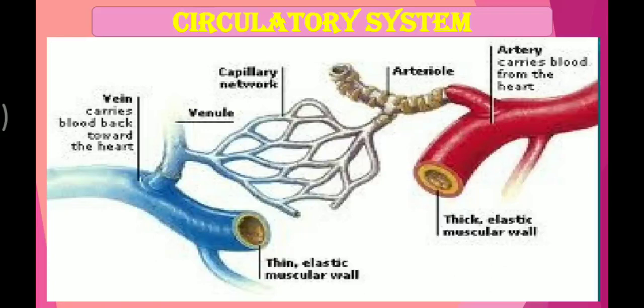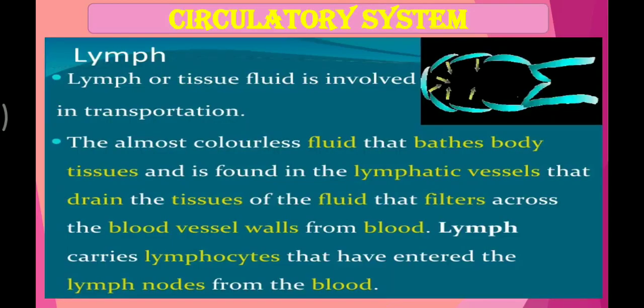Next, circulatory system. Here you can see veins carry blood back towards the heart, with a thin elastic muscular wall. Here an artery carries blood from the heart, with a thick elastic muscular wall. Here is the capillary network, very minute, small tube-like structures. In the circulatory system, there is one more thing you have to understand. You all know muscles. Our body is made up of muscles, tissues and so on. In between the muscles, there are small white, very thin tube-like structures that are called lymph.